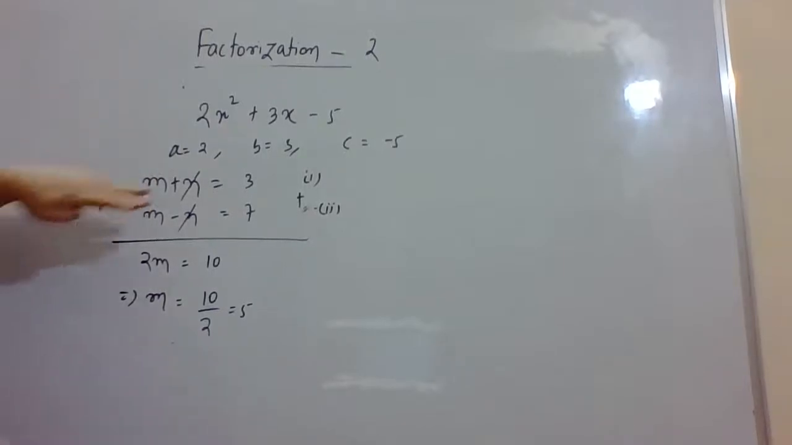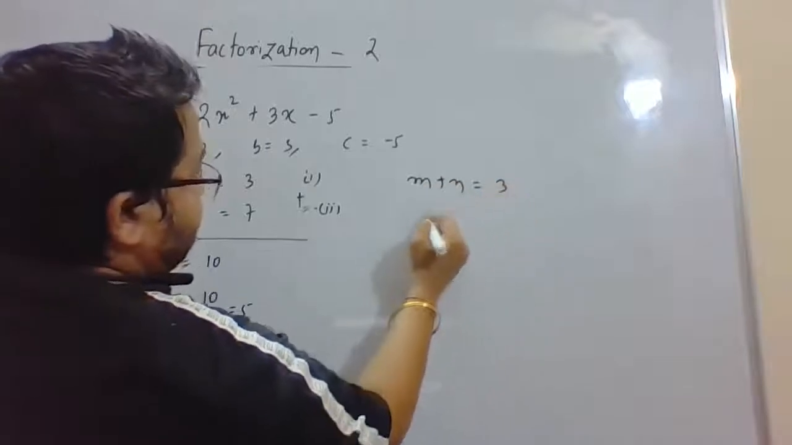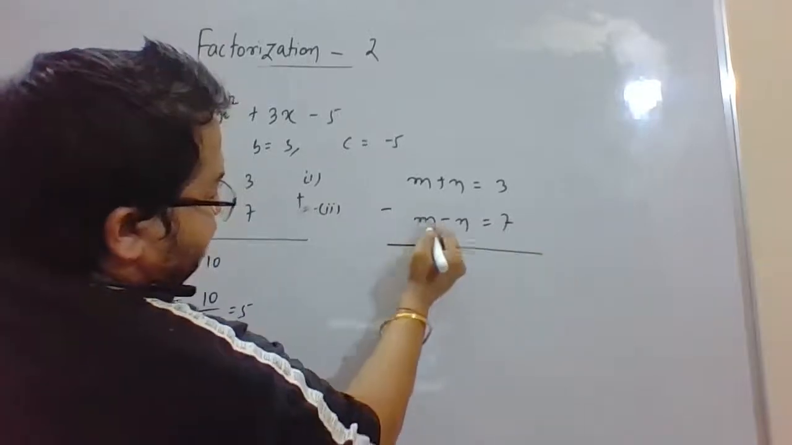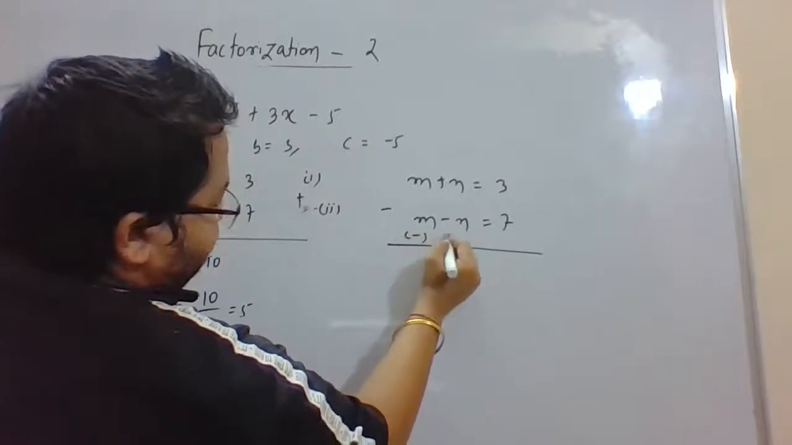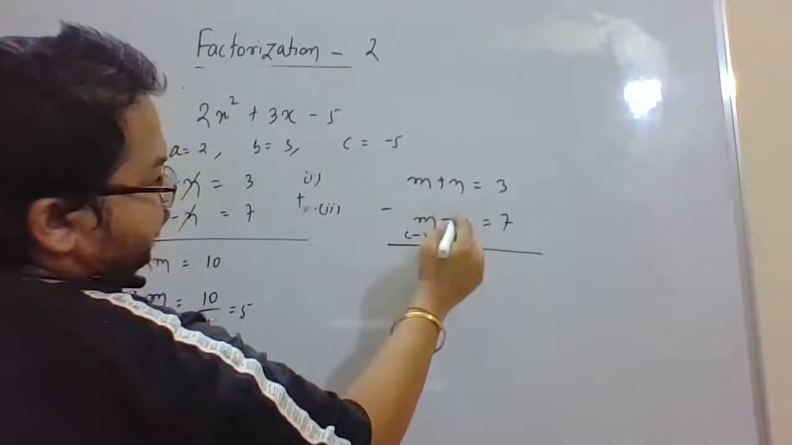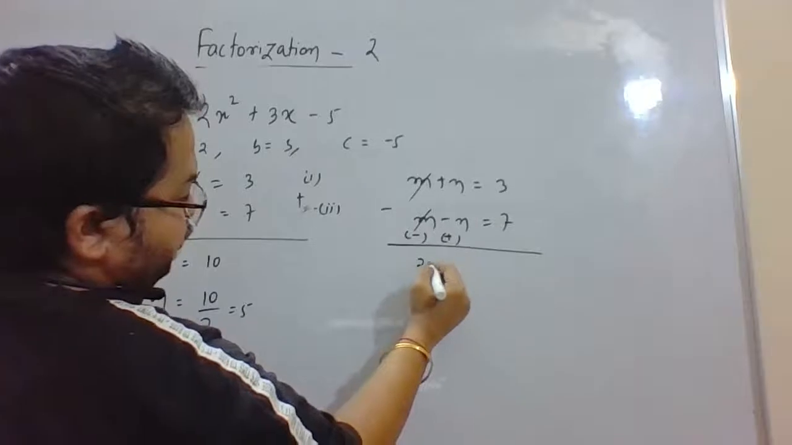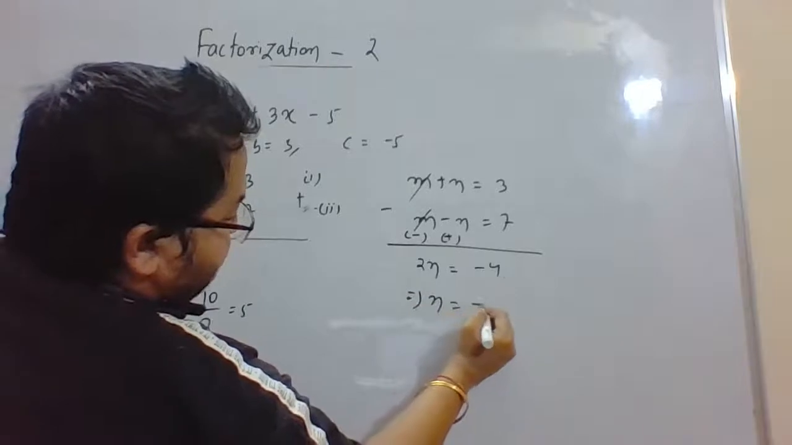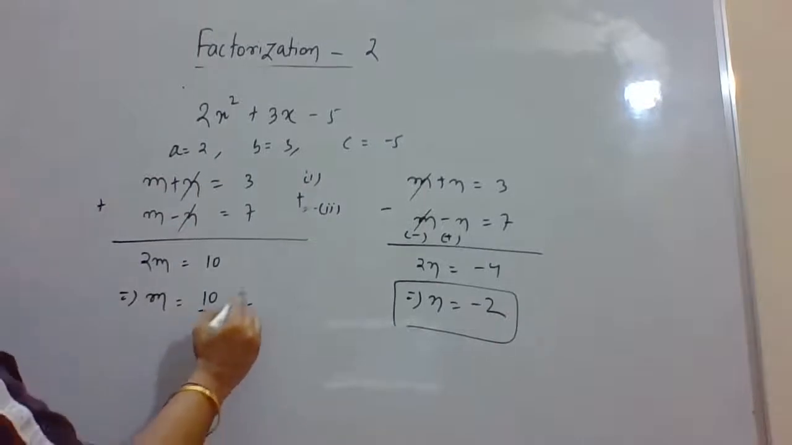Similarly, to find out the other variable, just subtract both the equations. So take 1 minus 2. Again, m plus n equals 3, m minus n equals 7. If we do a subtraction, the sign of this one will be negative, sign of this one will be positive. Obviously your plus m minus m, these two will get cancelled. So your 2n will be 3 minus 7, that is minus 4, or n is nothing but minus 2. So you found n equals minus 2, m equals 5.